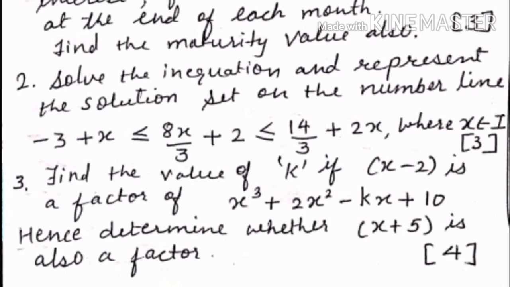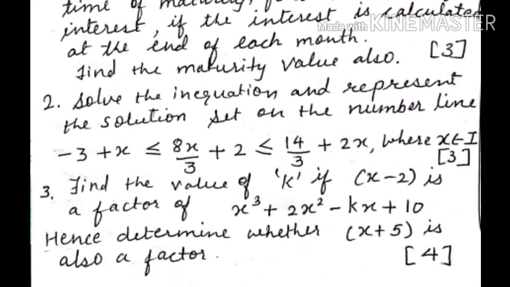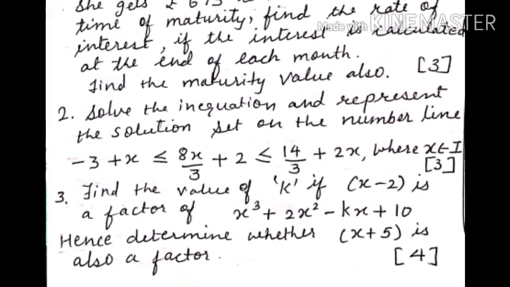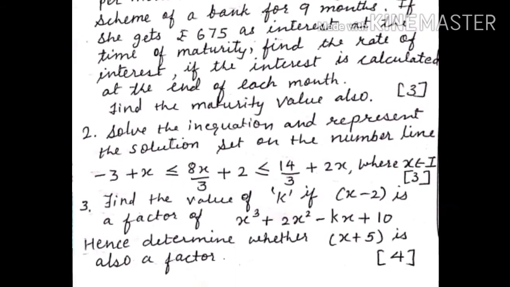Why is equal to 0? Because it is a factor, means the remainder will be 0, and then you will get your k value very easily. Also, whatever the value you get for k, you have to substitute in that expression, and then you have to take x is equal to -5 and write whether it is a factor or not. You have to check that by substituting x equal to -5, do you get value 0 or not.